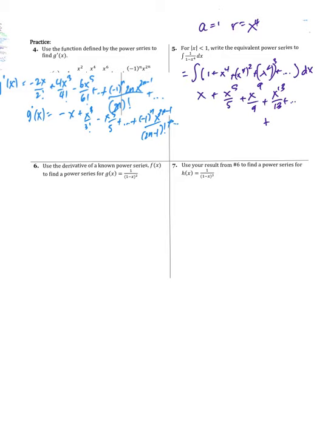I will put the general term here just in case you're wondering: x to the 4n plus 1 over 4n plus 1 plus dot, dot, dot.